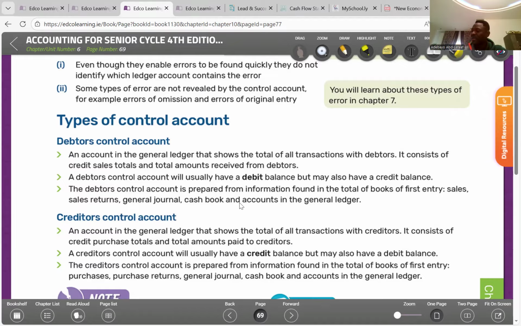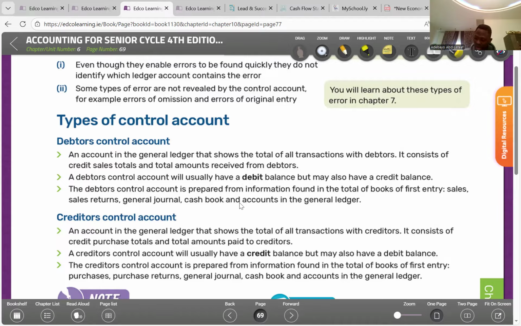Do you get the point I'm making here? The debtors control account is the same as the sales ledger control account. It shows your total credit sales. Your total credit sales will be on the debit side of your debtors control account. The total amount of money you received from your credit customers, all receivables from your credit customers, will be on the credit side of your debtors control account. That's debtors control account, first point. The second one, a debtors control account will usually have a debit balance, but may also have a credit balance.